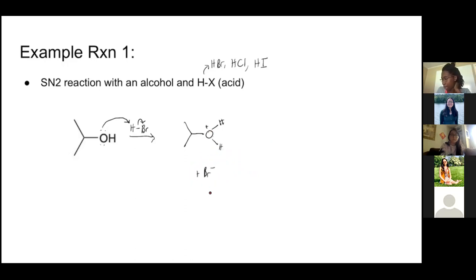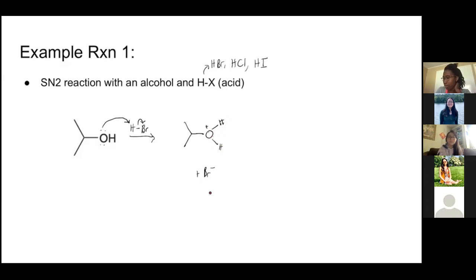Now, if you compare this alcohol with the 2 hydrogens and the positive charge to this alcohol that just has the 1 hydrogen and the 2 lone pairs, this is not a very good leaving group, while this group is an extremely good leaving group. This is because if we kick the oxygen with the 2 hydrogens off the molecule, we're going to get something that's neutral instead of something that's negatively charged. So let's show our Br minus.